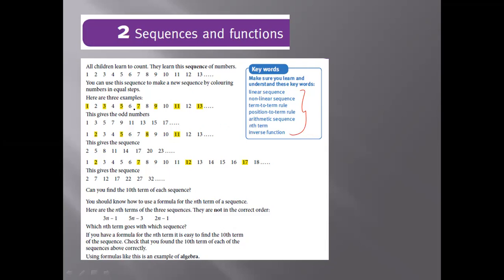And here I'm going to read some rules and definitions. All children learn to count, and they learn this sequence of numbers. For example, this one is the natural numbers: you count from 1, the second term must be 2, then 3, 4, 5, 6, and so on to plus infinity, forever. And you can use this sequence to make a new sequence by colouring numbers in equal steps. Here are 3 examples. First of all, 1, 3, 5.